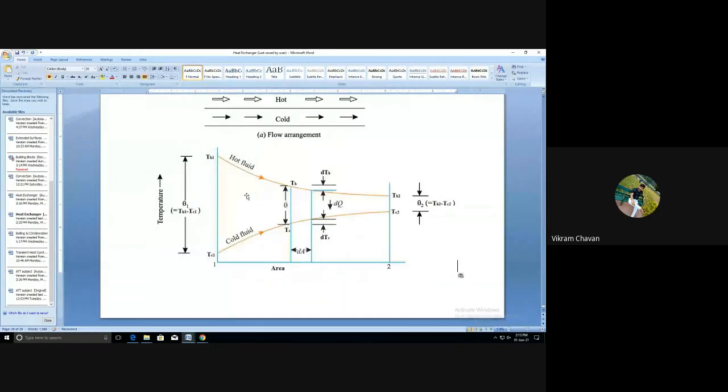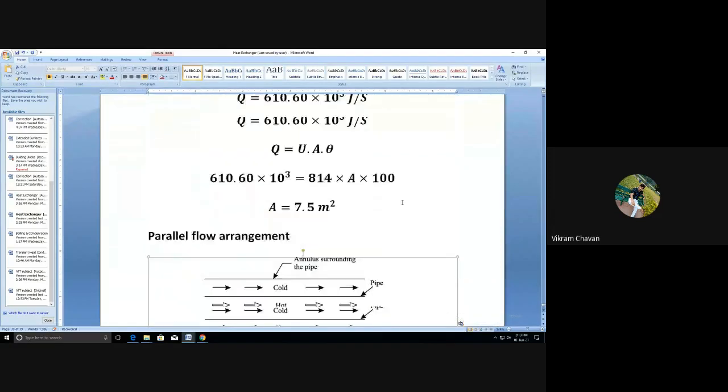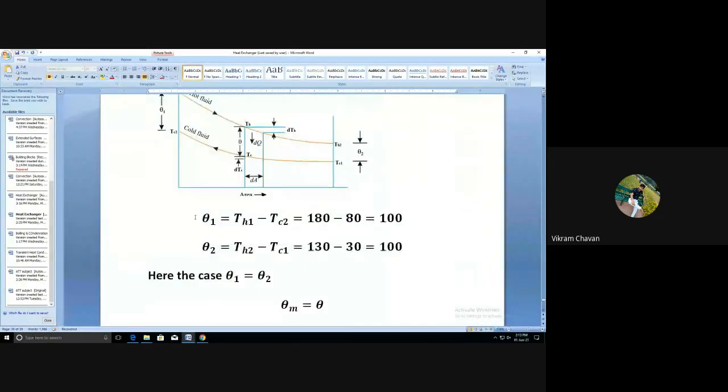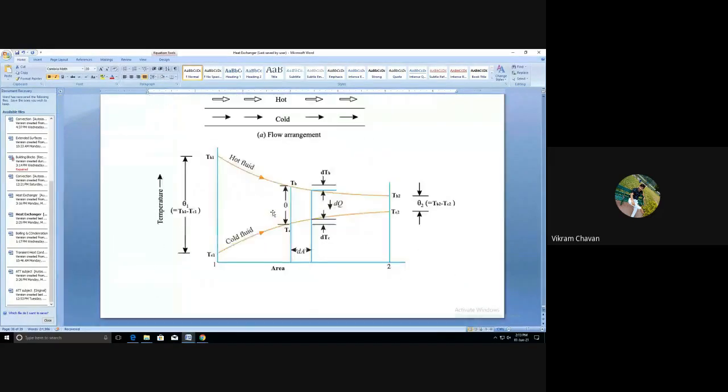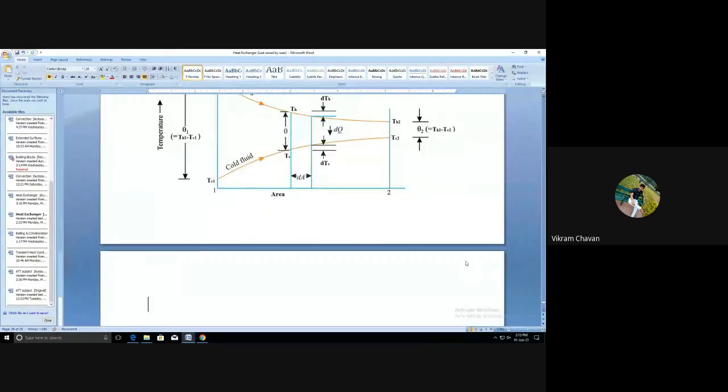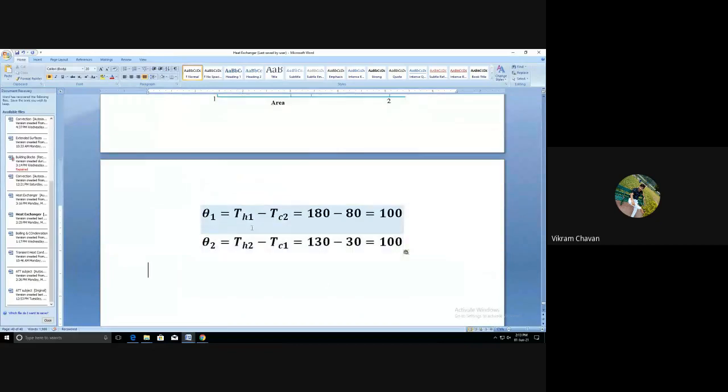So this is the parallel flow. I am showing this diagram once again so you come to know the difference between parallel flow and counter flow. Here, in case of a parallel flow, theta 1 is nothing but TH1 minus TC1 and theta 2 is nothing but TH2 minus TC2. So once again we have to calculate theta 1 and theta 2, but with different formulas.